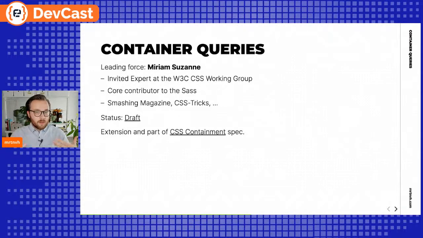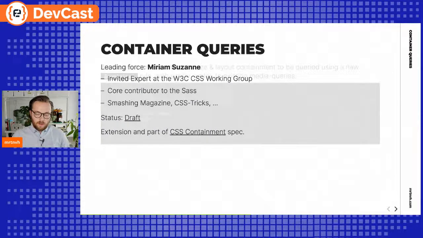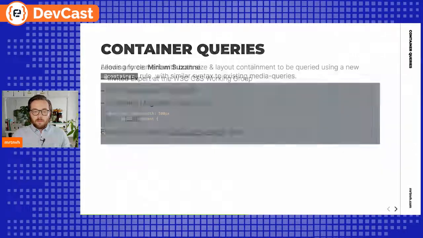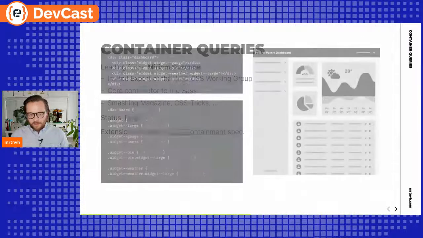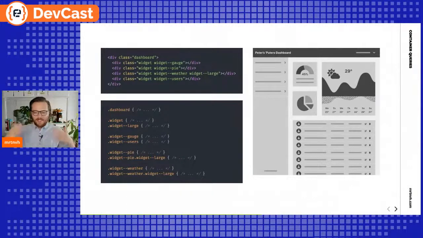The specification of container queries is still in draft. There are still discussions about what it should contain and what other details, so that it's useful for as many use cases as possible. And it's an extension and part of the CSS containment spec, so that's the contain property that you saw in the previous slide. I guess something went like Miriam saw that containment specification and thought, we can build container queries on this one. Let's do that. I don't know the history, but I'm guessing something like that.